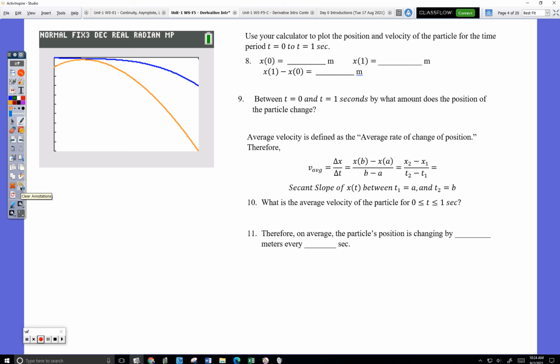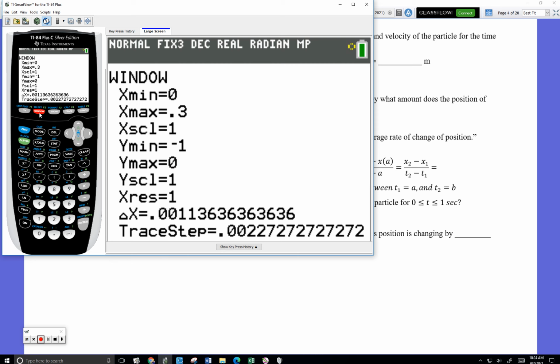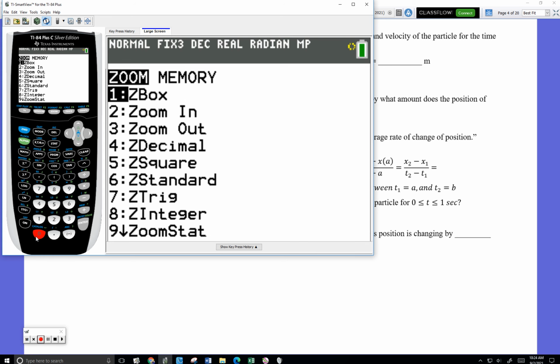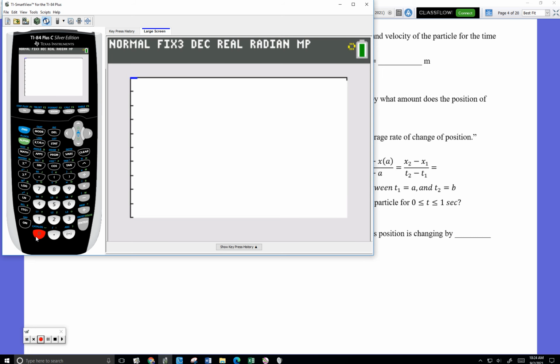It says, use your calculator to plot the position and velocity from time 0 to time 1. So you go back to your calculator, change your window. Now we're going to go 0, 1. Press zoom fit. So anybody having trouble getting that? Raise your hand if you have that on your screen. Show me your hands if you have that on your screen. Okay, cool.